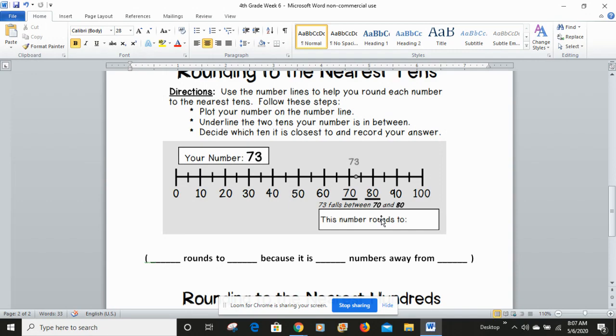Now, sometimes the other thing that's kind of nice is to use a sentence starter to help you do the rounding. And you can say 73 rounds to 70 because it is 3 numbers away from 70. So it kind of reinforces your thinking to say it out loud in that sentence starter.